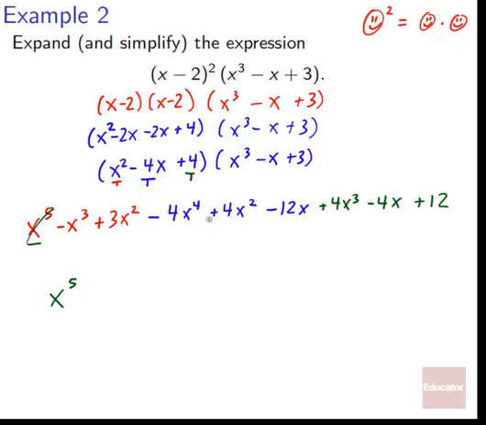Next up, we've got x to the fourths. Where are x to the fourths? We've got minus 4x to the fourth. Do we have any other x to the fourths? We look through it.